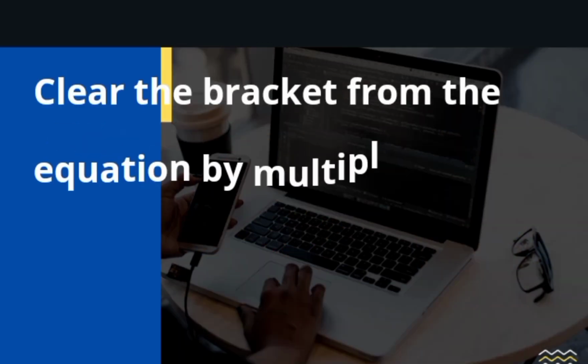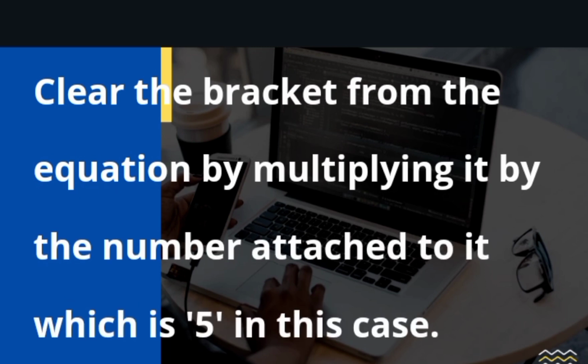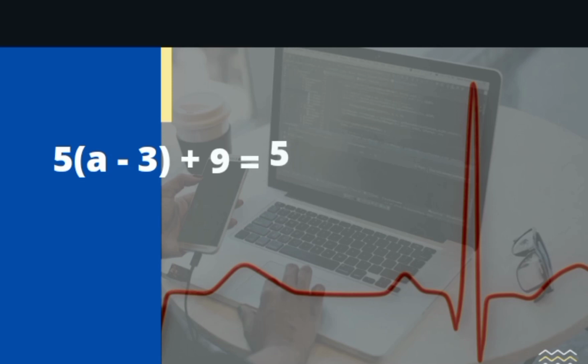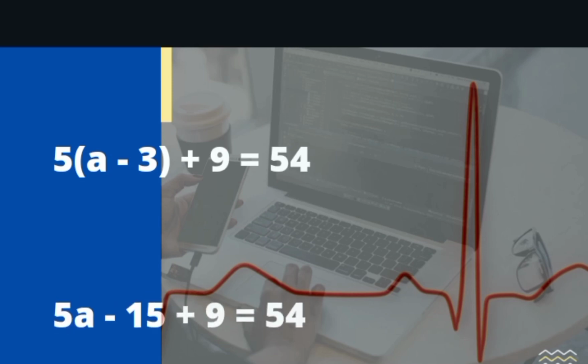So our brilliant math students, I believe, would tell you that the first step would be to clear the bracket from the equation by multiplying it by the number attached to it, which in this case is 5. So 5 multiplies a minus 3 in the bracket, and then we have 9 and 54 as the other part of the question. So looking at that, 5 times a gives us 5a, 5 times minus 3 gives us minus 15, then plus 9 is equal to 54.